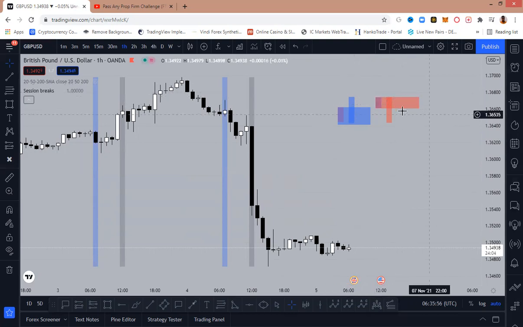All right, so these are the first two types of order blocks. These ones are for buys, these ones are for sells. You can see this one here, also over here as well. Now, the second type of order block that we always have is the continuation order block.